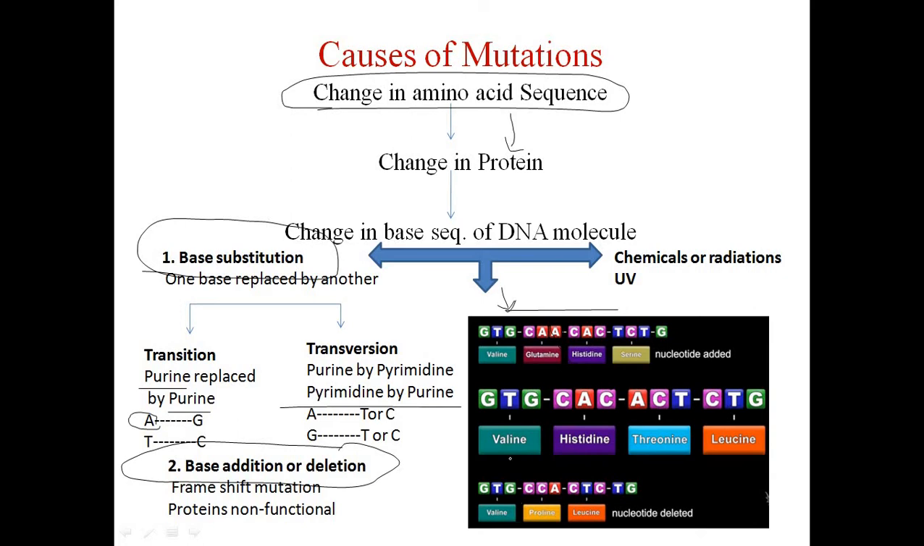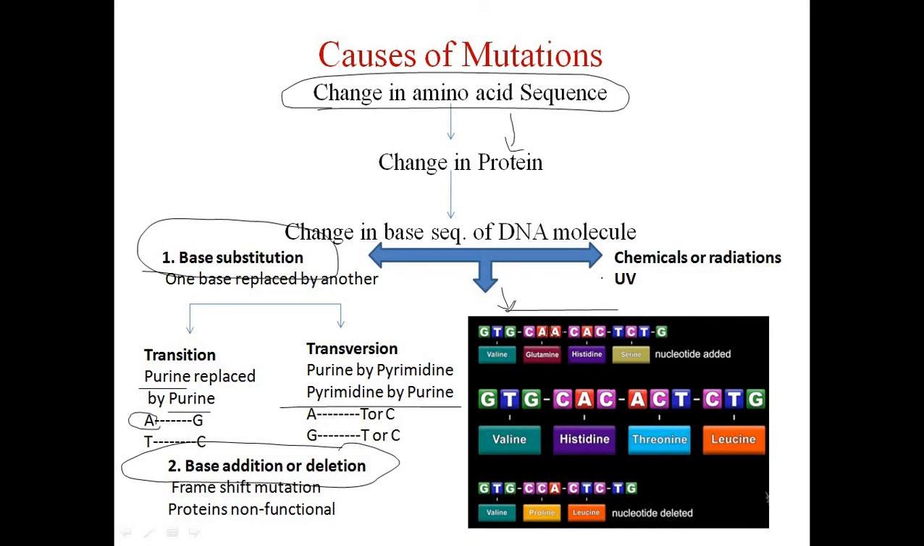So here you can observe valine remains as it is, but in CCA this A is deleted, or removed from that sequence. That again leads to a new amino acid, proline. So this is the outcome of a nucleotide deleted, and here a nucleotide is added.